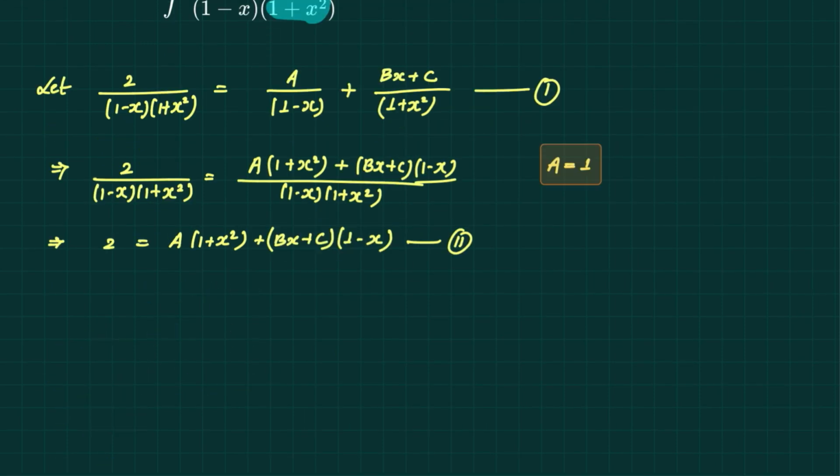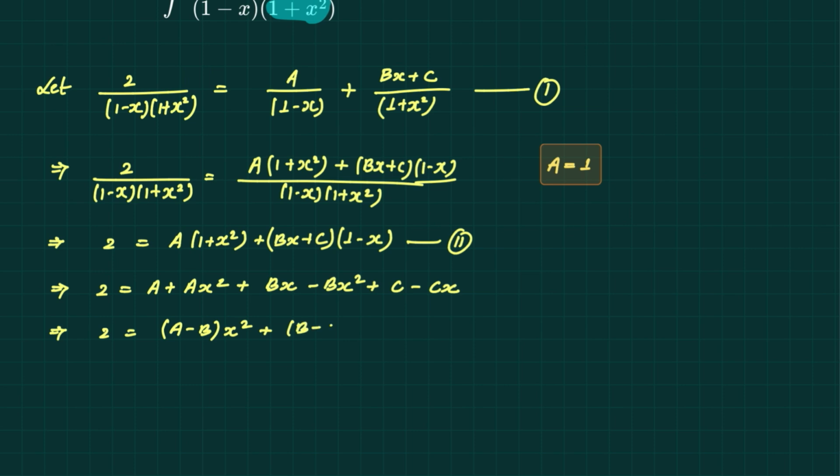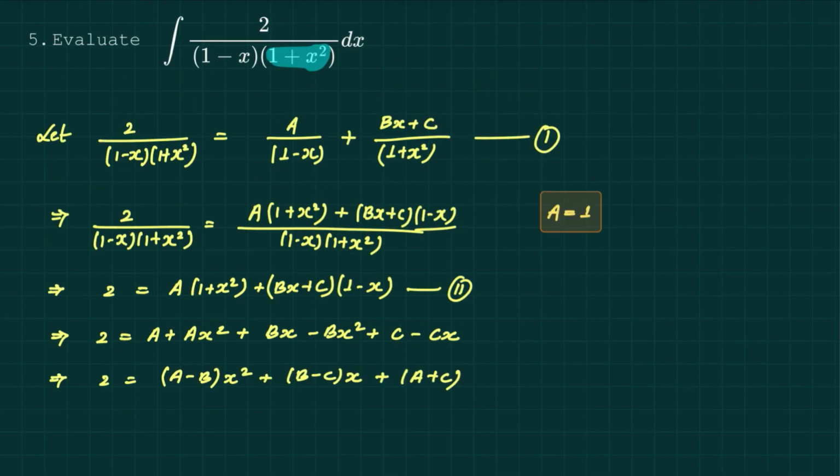Now again, to find the value of b, we will continue expanding equation 2. So here this implies 2 equals a plus ax square plus bx minus bx square plus c minus cx. So rearranging the terms, we will have (a minus b)x square plus (b minus c)x plus (a plus c), which is constant. So let us compare the coefficients of x square.